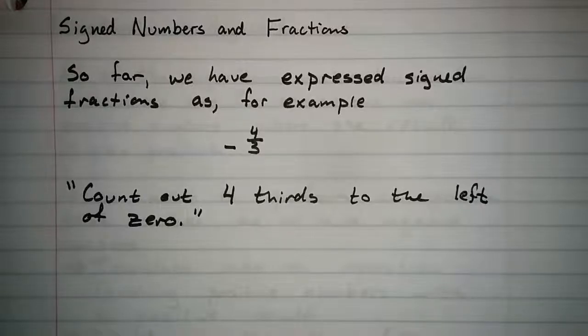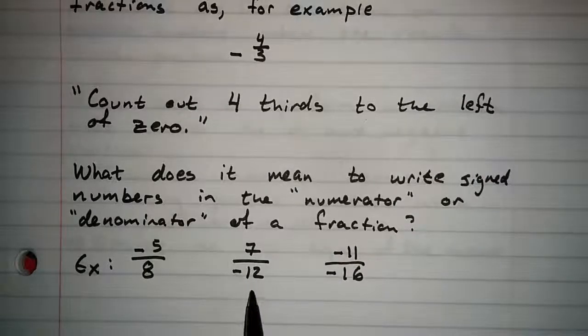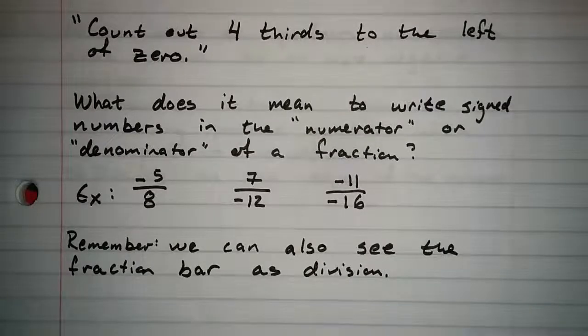Sometimes we see something written that looks like fraction notation that has signed numbers in the numerator and denominator. So for example, what does it mean to write negative 5 over 8, or 7 over negative 12, or negative 11 over negative 16? Well, remember we had 2 ways of understanding this fraction bar. We can also see the fraction bar as representing division.